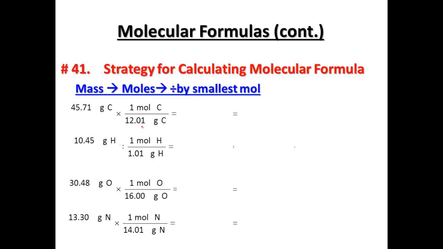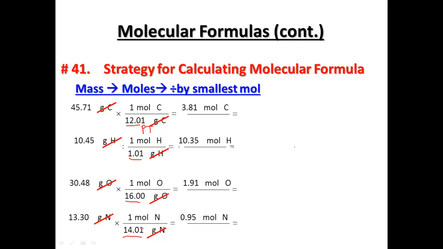So from our periodic table, 12.01 grams of carbon, 1.01 grams of hydrogen, 16 grams of oxygen, 14 grams of nitrogen. So when we divide by each of those to get into our mole-to-mole ratios, we end up with the moles of carbon, hydrogen, oxygen, nitrogen. Now as we go down the list, the smallest number we see is 0.95. So we are going to divide each one of those by the smallest mole ratio.